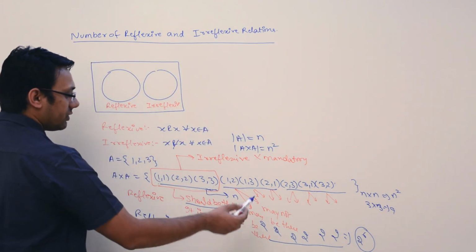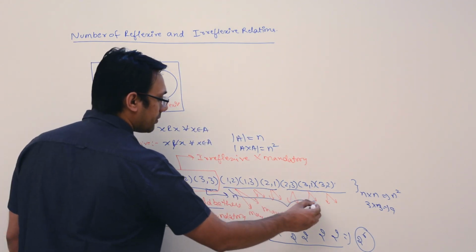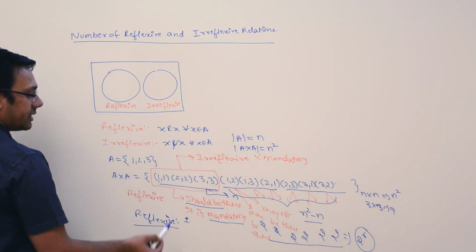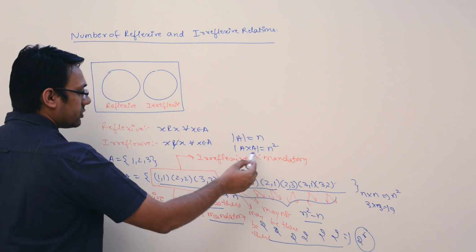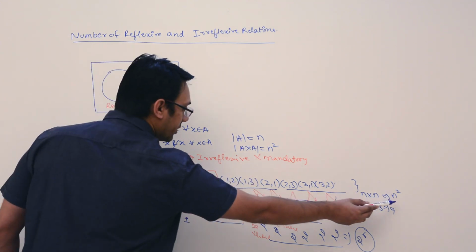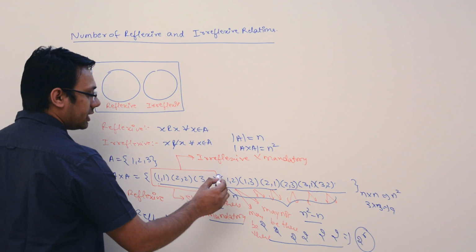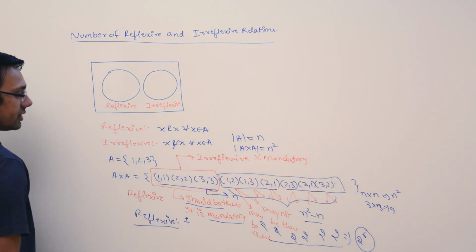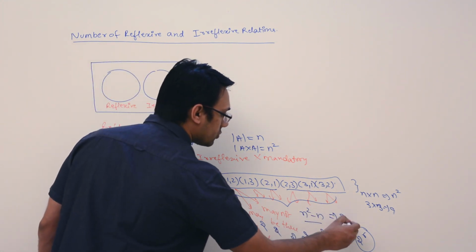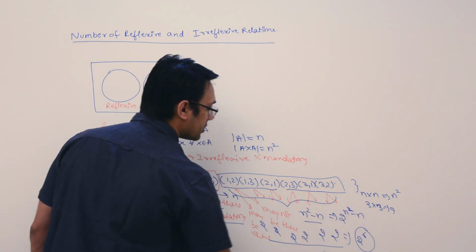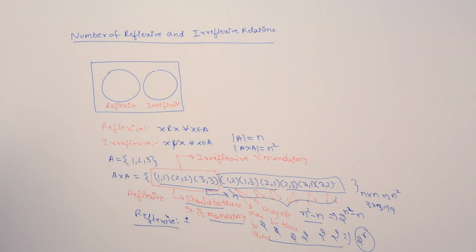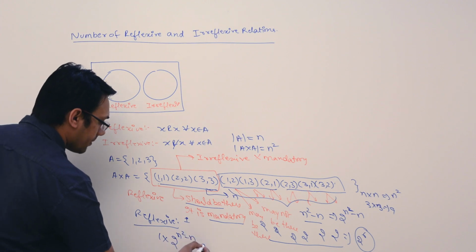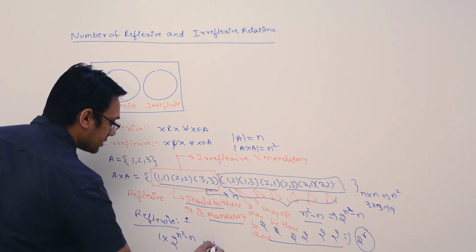But if the number of elements is n, then the remaining elements will be n square minus n, because A cross A contains total n square elements, and these are total n elements. So for these n square minus n elements, we have total 2 raised to power n square minus n choices if a relation has to be reflexive. We have already seen this, right? So for reflexive relations, it is 1 into 2 raised to power n square minus n different reflexive relations possible.